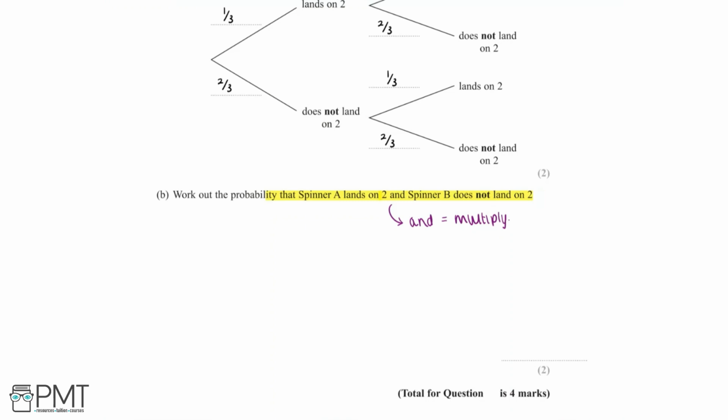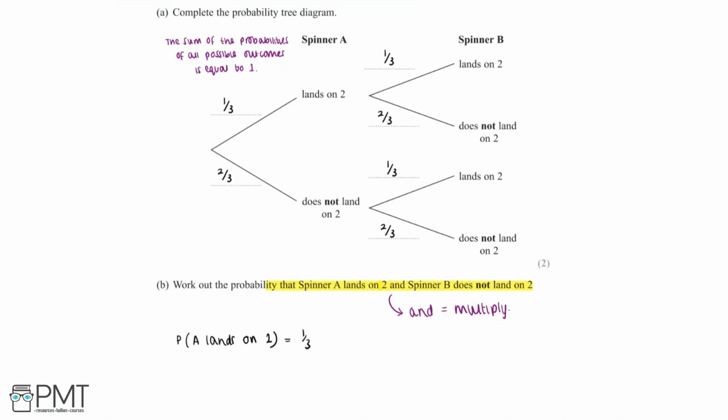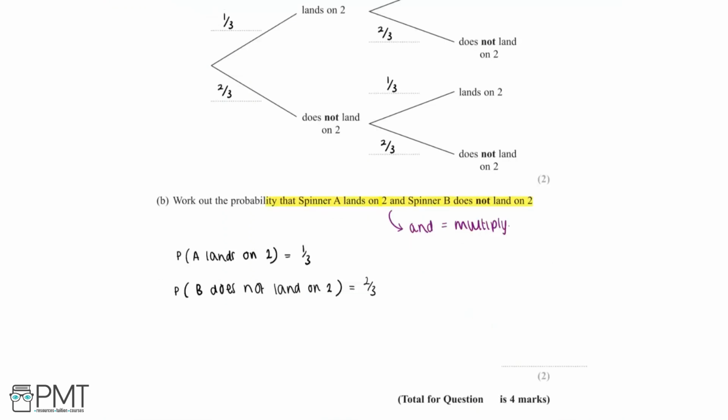Now we said that the probability that spinner A will land on 2 is equal to 1/3. And now let's follow our tree diagram. Given that spinner A lands on 2, let's follow our diagram to look at this branch. We can see that the probability that spinner B does not land on 2 is equal to 2/3. And now to find the probability that spinner A lands on 2 and spinner B does not land on 2, we would do 1/3 multiplied by 2/3, which is equal to 2/9. And so we've found that the probability that spinner A lands on 2 and spinner B does not land on 2 is equal to 2/9.